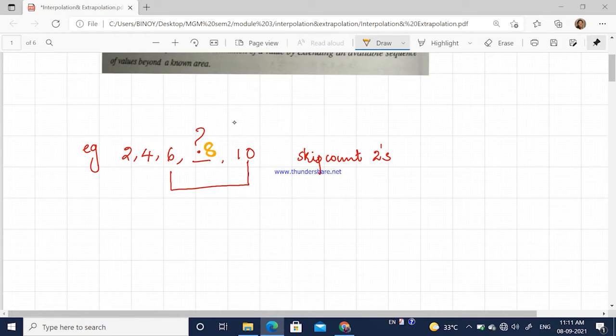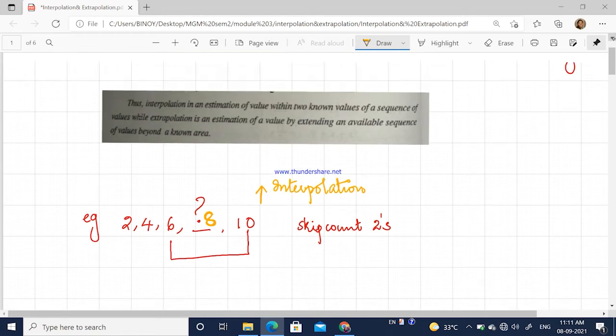So this is called interpolation. This form of estimating a particular value within two known values of a sequence of values is called interpolation. So interpolation means an estimation of a value which is carried out within two known values of a sequence of values.